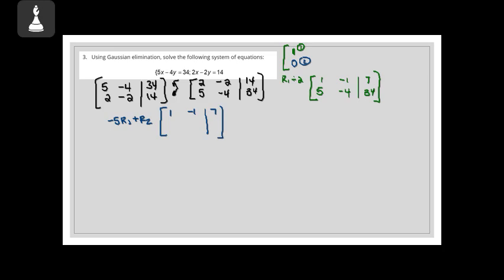So negative 5 times the row 1 value is 1, add 5. That's the row 2 value. That gives me 0. Now I'm going to do the next column. Negative 5 times negative 1, and then I'm going to add negative 4. So that's 5 plus negative 4 is 1. And then next one, negative 5 times 7, and then I'm going to add 34. So that's negative 35 plus 34 leaves me with negative 1.